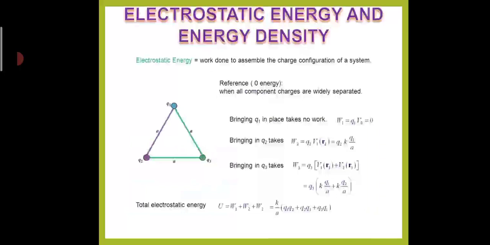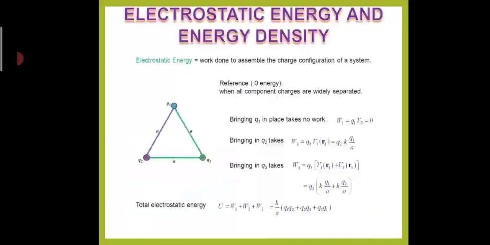Now electrostatic energy and energy density. Electrostatic energy is equal to the work done to assemble the charge configuration of a system, with reference zero energy when all component charges are widely separated. Here is a figure. Bringing in Q1 takes no work, and the equation is W1 equal to Q1 into V0, which is 0. Then bringing in Q2 takes W2, then bringing in Q3 takes W3. So the total electric energy U equal to W1 plus W2 plus W3 equal to K by A in bracket Q1 into Q2 plus Q2 into Q3 plus Q3 into Q1.